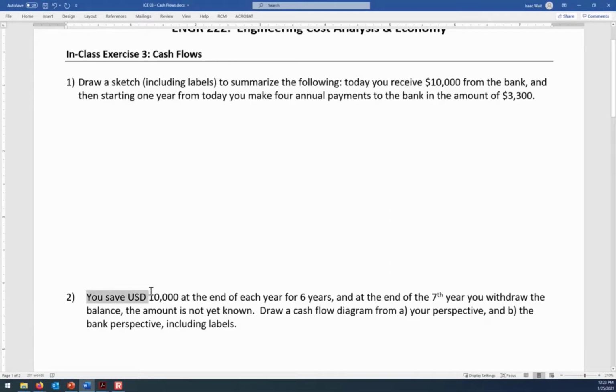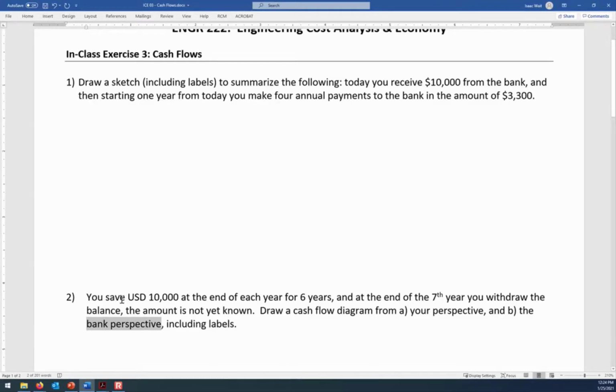All right, question 2. You save $10,000 at the end of each year for 6 years, and then at the end of the 7th year you withdraw the balance. The amount is not yet known. And then you have to draw the cash flow diagram from 2 different perspectives, from your perspective and from the bank's perspective. And it says here to include the labels. And so what that means is don't just write the amount, but you also have to have P, A, and F as applicable. Okay, so let's start with what is our perspective if we are going to save the money.